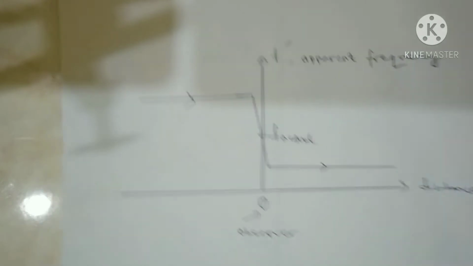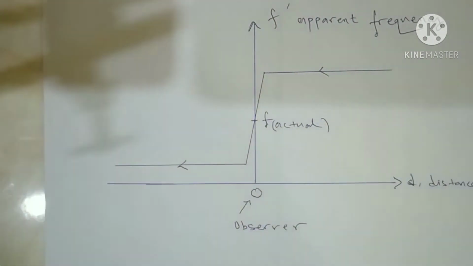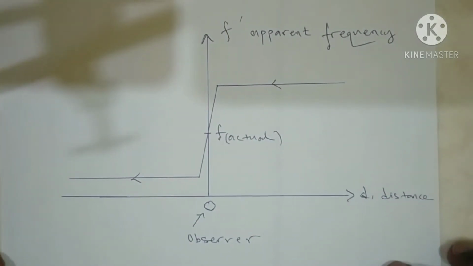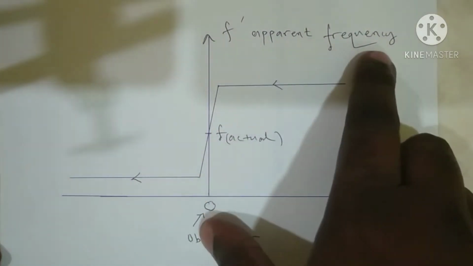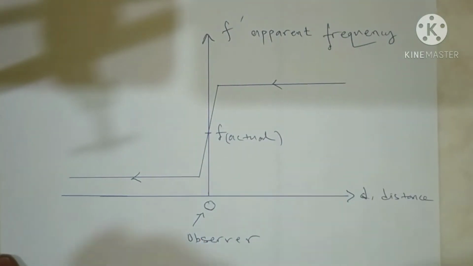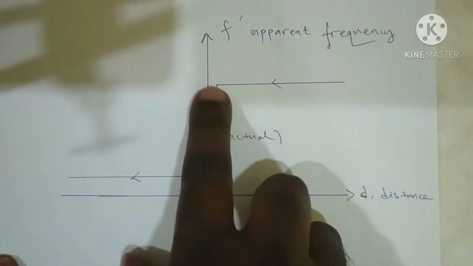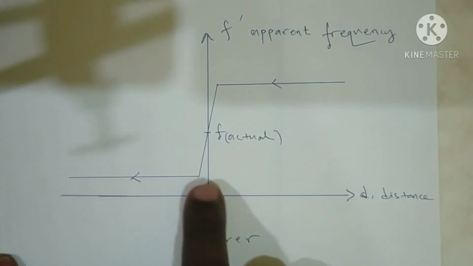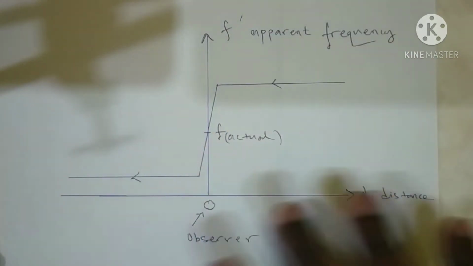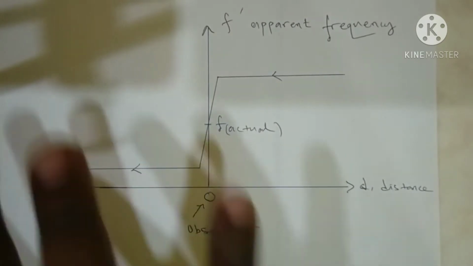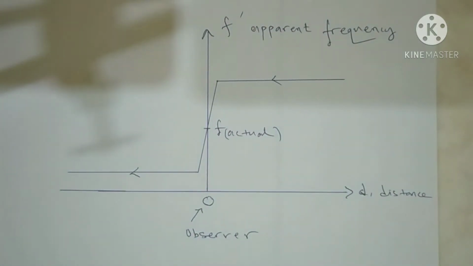And we have another option of putting the graph in this manner, where f is the apparent frequency again, against distance. When the source is approaching, you put one apparent frequency here, and when it is moving away, we put another apparent frequency here. Exactly the same as before, with the observer here. Simple like a bubble without giving you any trouble.